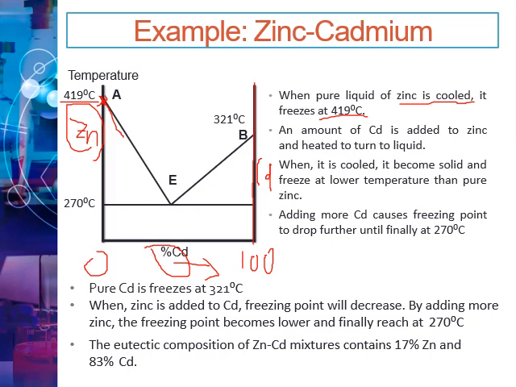Okay, that's fine. And then it says here, adding more cadmium causes the freezing point to drop until finally at 270. Okay, finally, this is the lowest temperature at which it is going to melt. Right, so you have to draw a line like this. Right, and then put a dot like E, alright, and then that says 270. And then it says pure cadmium freezes at 321. Okay, cadmium is this region, so you mark here 321, which is slightly lower than 419. So you mark like that. So that's it, your graph is finished. So just draw the line here and the line from here to here. So you are done, right?